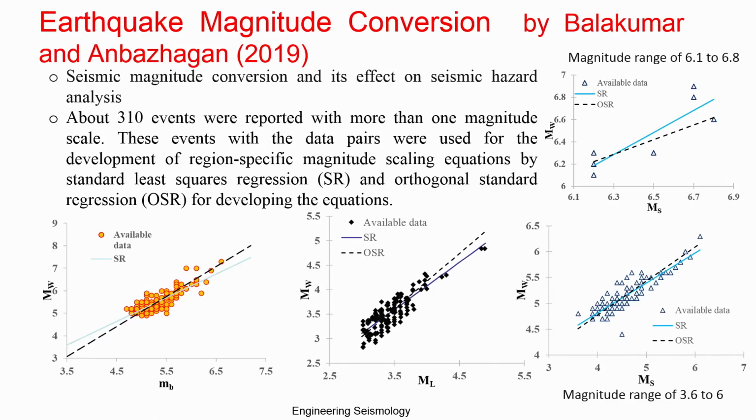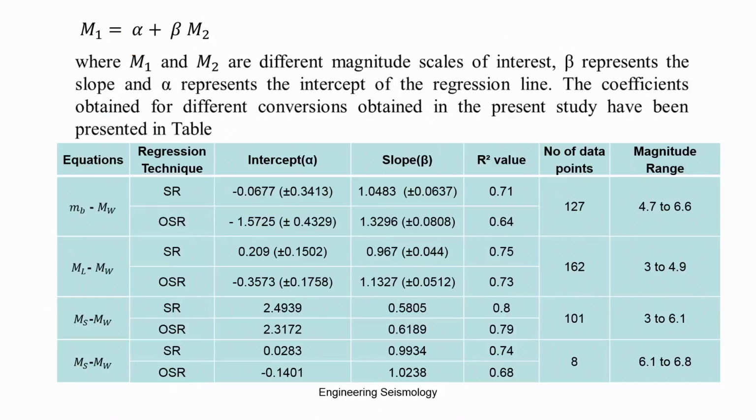If you want to know more about that, you can see it. We used least square regression as well as orthogonal regression. We even studied the effect of the regression model on the conversion equation and that effect on the hazard. This paper was published last year, about 1 year back. This is the general functional form we used for the model, and this is the equation we have given. You can see Mb to Mw, ML to Mw, Ms to ML, the number of data points, the R square value, and then the magnitude range which is applicable.